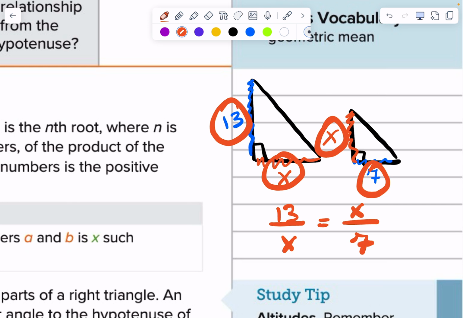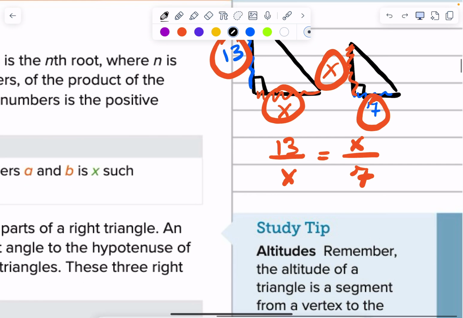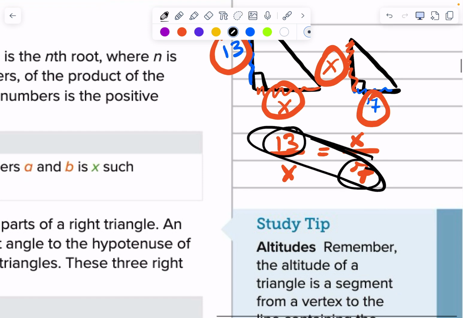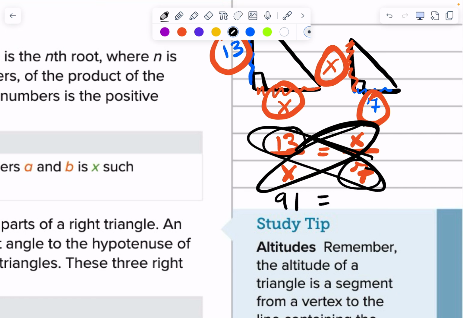In this case, most of the time when we're doing similar triangles, we only have one spot for a variable to solve, but here we have two. It's the same. It's going to be fine, right? 13 times 7, like I cross multiply, right? What's 13 times 7? 91. And what's x times x? X squared. Now how do I solve for what x is?